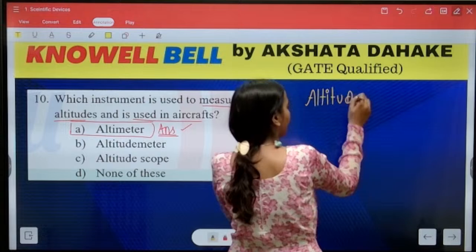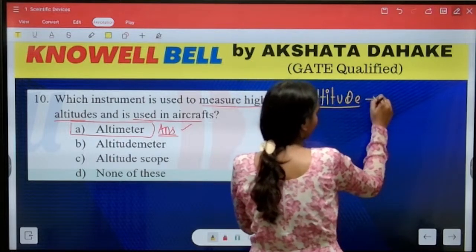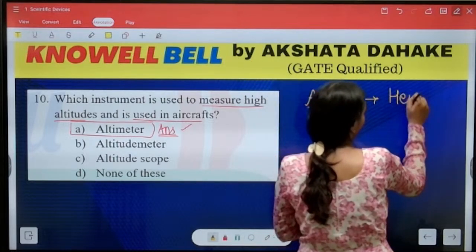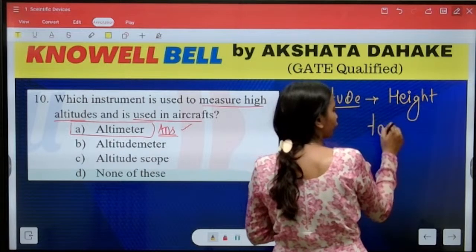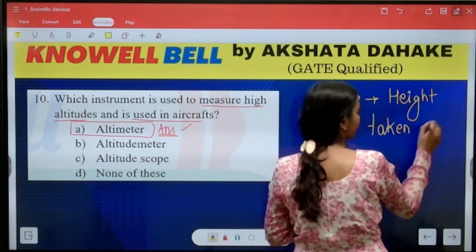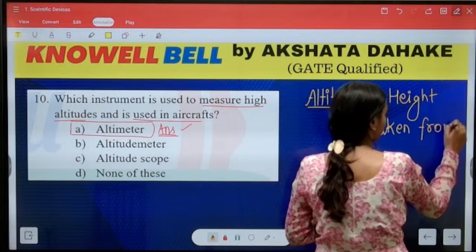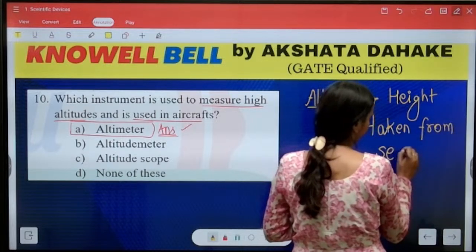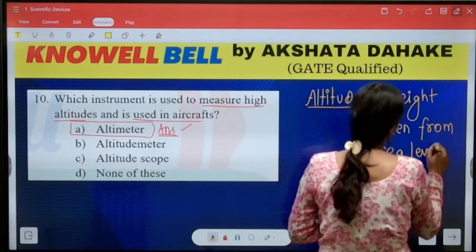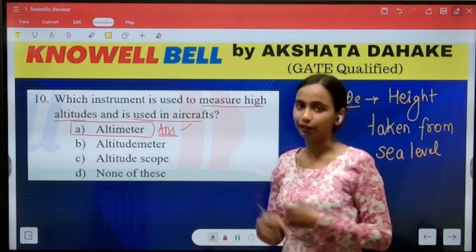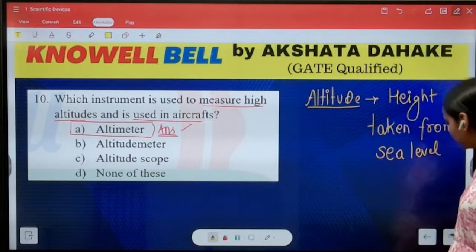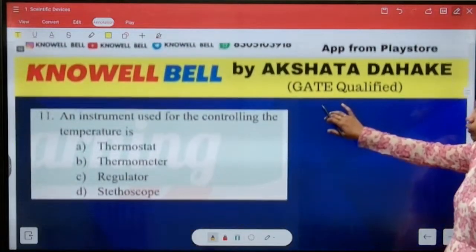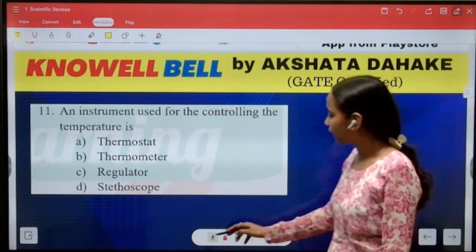Altitude refers to the height of anything taken from sea level. Height को जो हम sea level से लेते हैं, when we take height from sea level, that height is referred to as altitude. Okay, that height is called altitude. The right answer is altimeter.